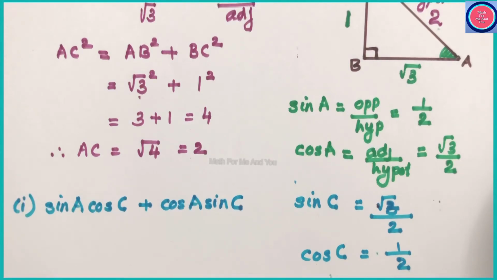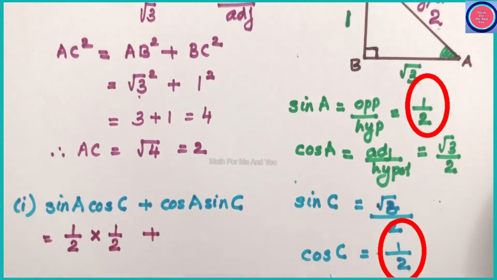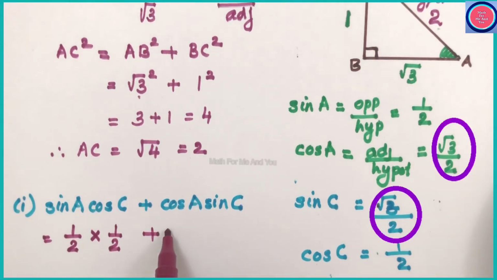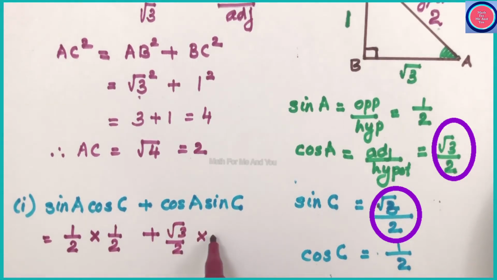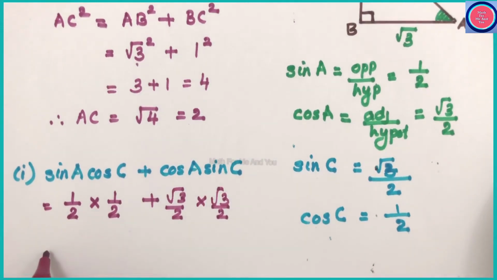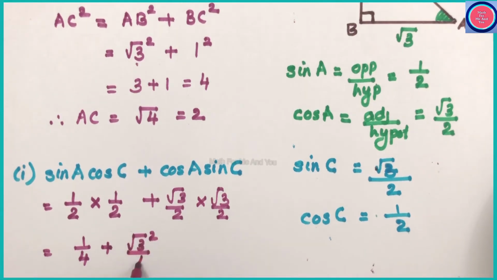Now we can find the values of sin A cos C plus cos A sin C. Just substitute the numbers, then we get the answer. So we can write sin A cos C becomes 1 by 2 times 1 by 2 plus cos A sin C, root 3 by 2 times root 3 by 2. 1 by 2 times 1 by 2 is 1 times 1, 1 divided by 2 times 2, 4, plus root 3 times root 3, square, divide by 2 times 2 is 4.